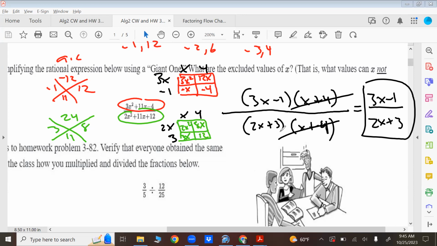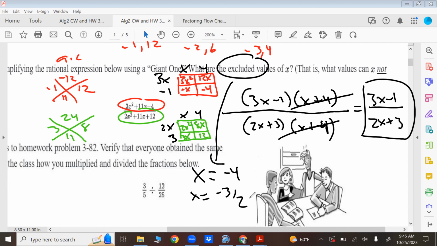Now, what is excluded? Obviously, x can't equal -4. Even though you crossed it off, originally it would be a problem because it would still make the denominator 0 in the original expression. And also, it can't be -3/2. How did I know that so quickly? I just did that math in my head. I set this equal to 0, so move the 3 over, divide by 2, done.